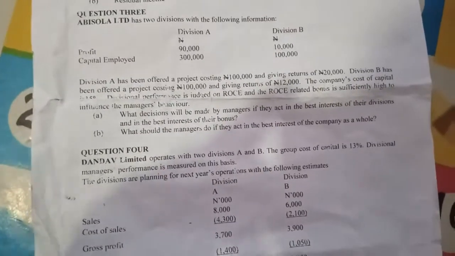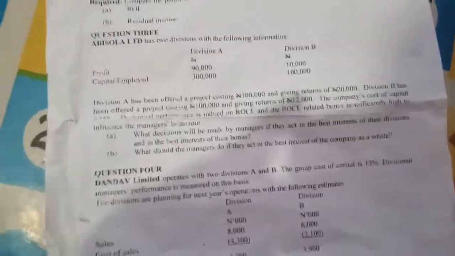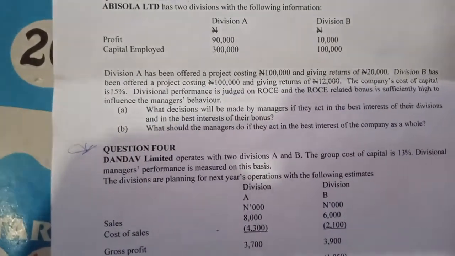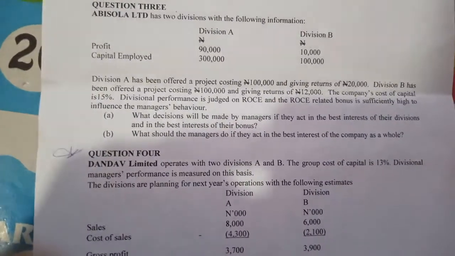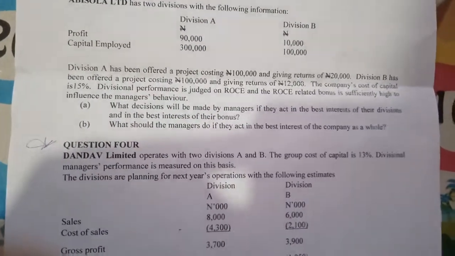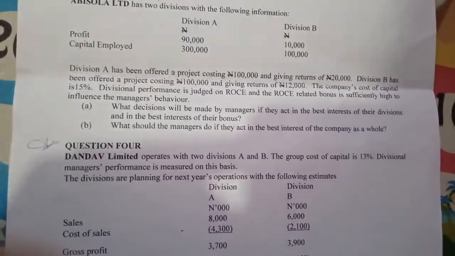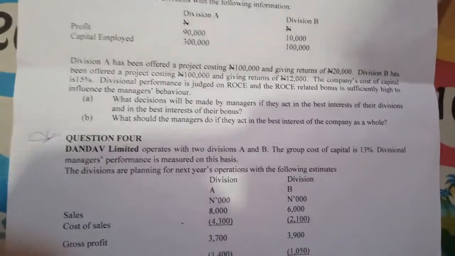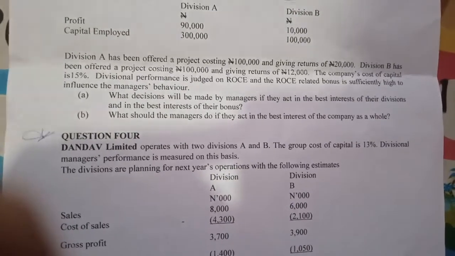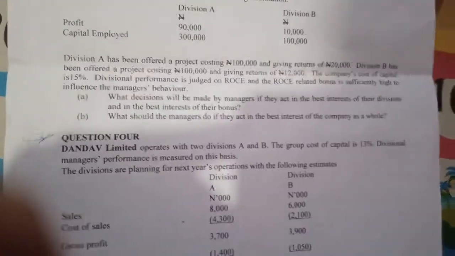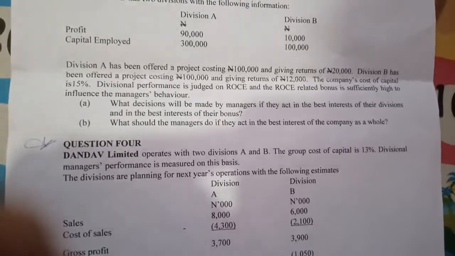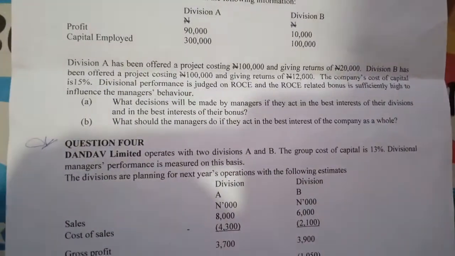And division B has been offered a project costing 100,000 and giving a return of 12,000. The company's cost of capital is 15%. Divisional performance is judged on return on investment and residual income. Related bonus is sufficiently high to influence the manager's behavior. A. What decision will be made by managers if they act in the best interest of their divisions and in the best interest of their bonus? Then B. What should the managers do if they act in the best interest of the company as a whole?